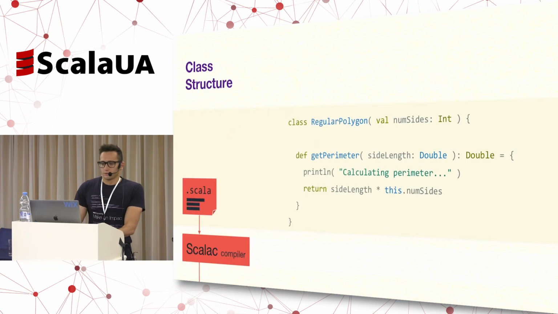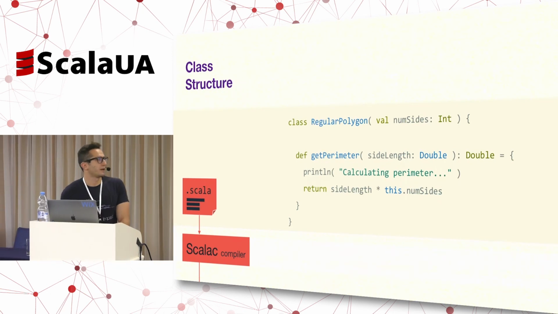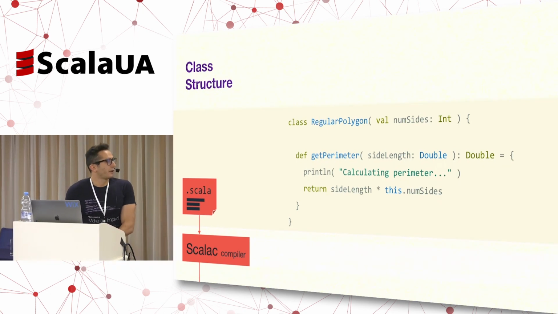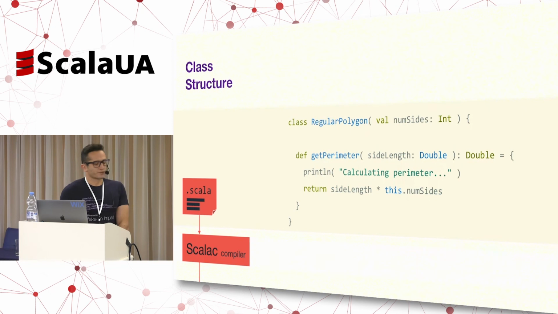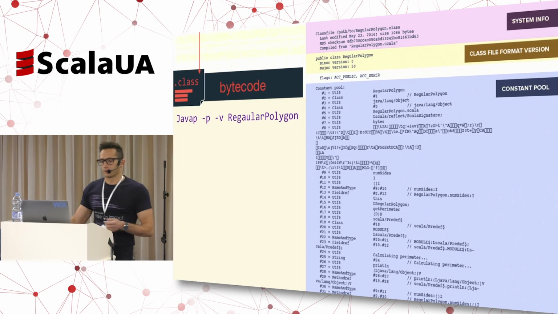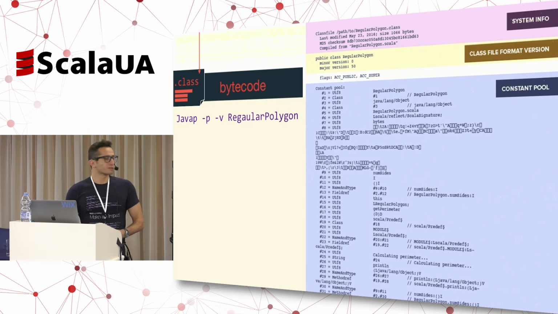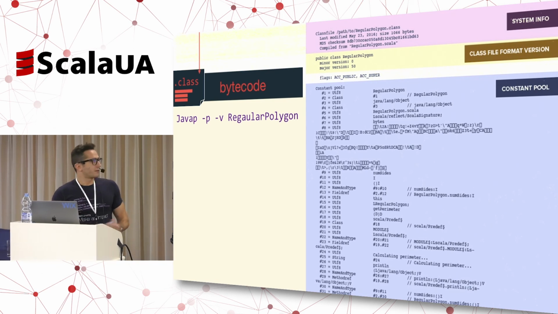So if we take another example, class RegularPolygon, which takes numSides inside its constructor, and it has one function, getPerimeter, which multiplies the side length by the number of sides. And we would run this command on it: javap -p -v RegularPolygon. The -p -v flags will generate an output that is more verbose, plus you will see all the private implementations as well. So we got this huge file, and this is not even the entire file, which is our class file.